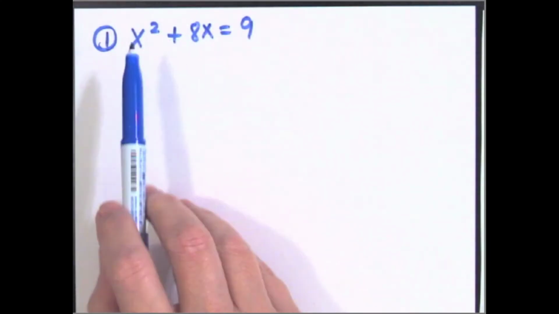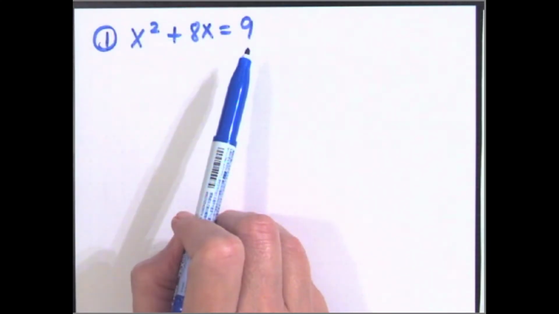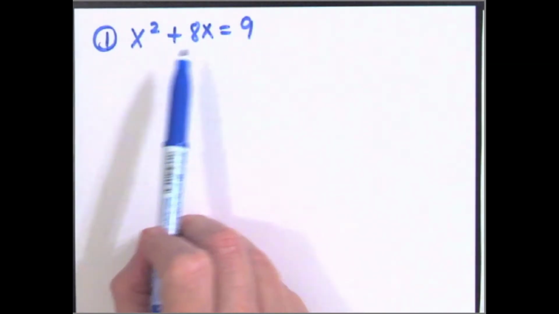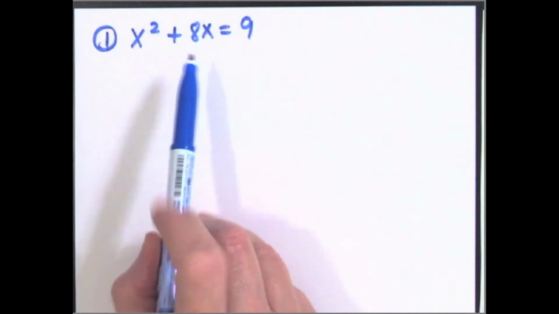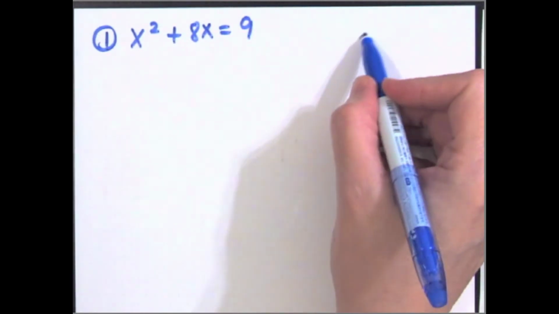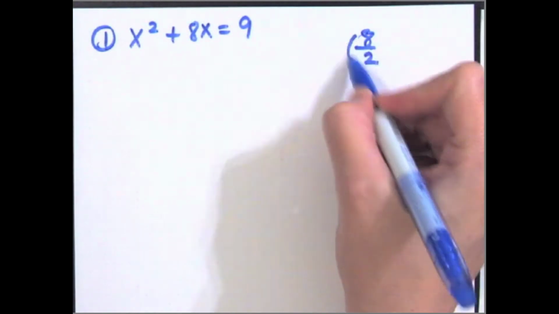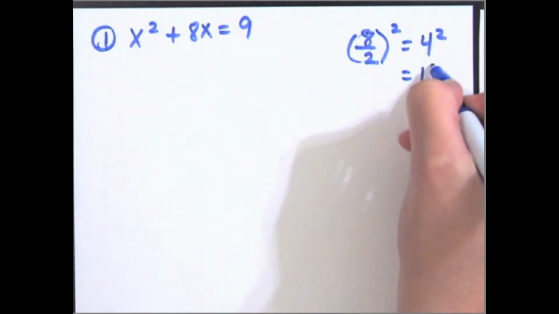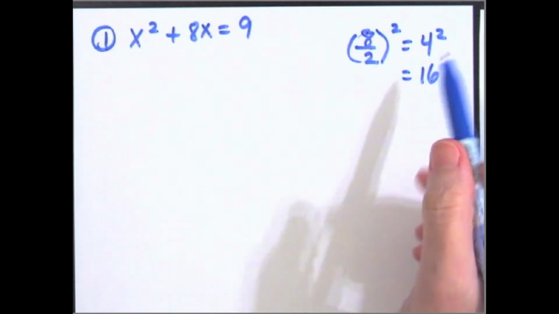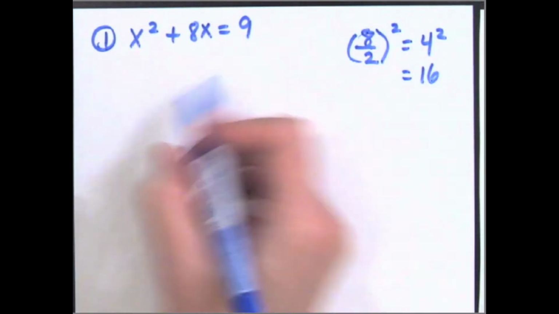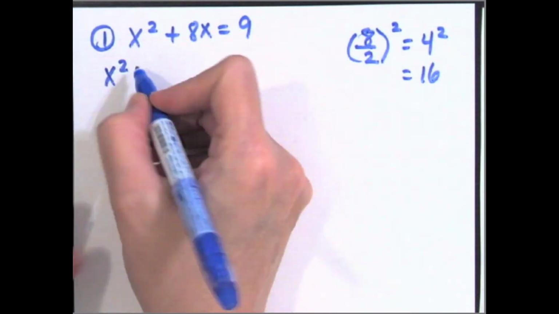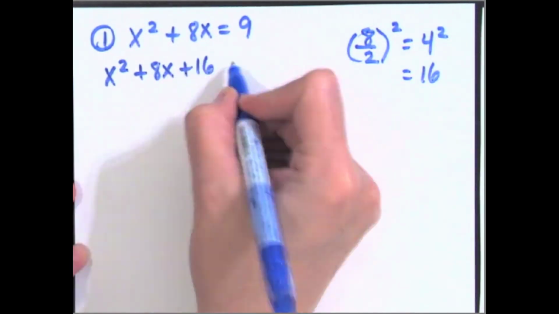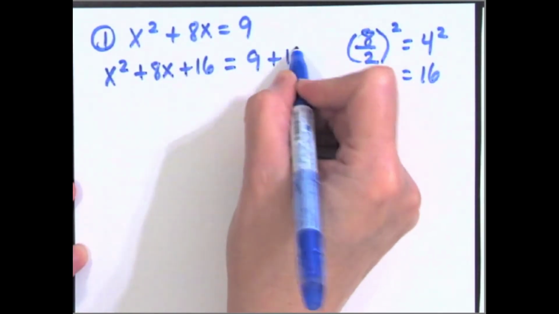I see that number 1 is in that ax squared plus bx equals c form, and my a is 1. So I'm ready to start turning this left-hand side into a perfect square trinomial. So I'm going to take half my middle term and square it. So 8 divided by 2 squared, that'll be 4 squared, which is 16. Now that's our new c. We're going to take that c and add that to both sides. So we'll have x squared plus 8x plus 16 is equal to 9 plus 16.